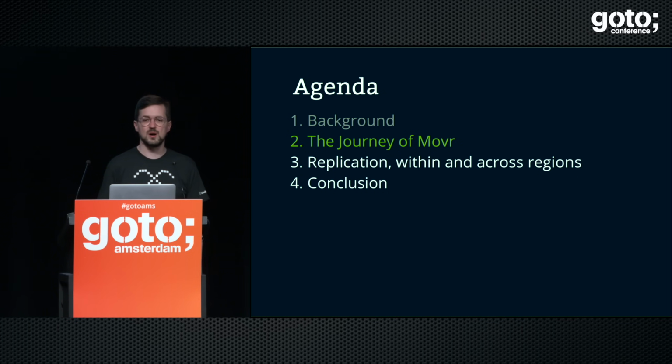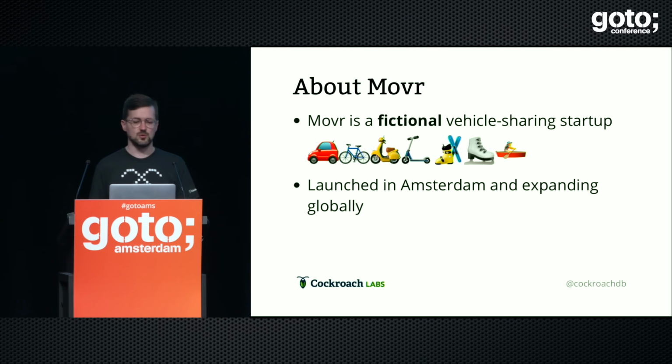So now I'm going to walk you through the story of Mover, which is a fictional vehicle sharing startup. They do vehicle sharing: cars, bikes, scooters, skis, ice skates, boats, basically any kind of vehicle that the Unicode Consortium has decided to make into an emoji. And they launched in Amsterdam last year and are looking at expanding globally.